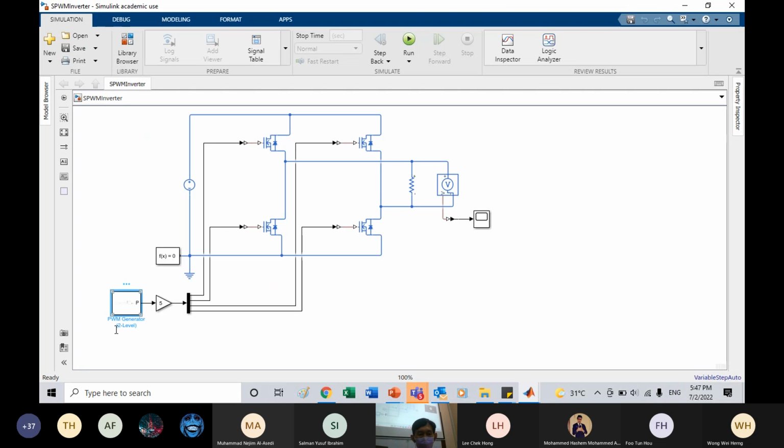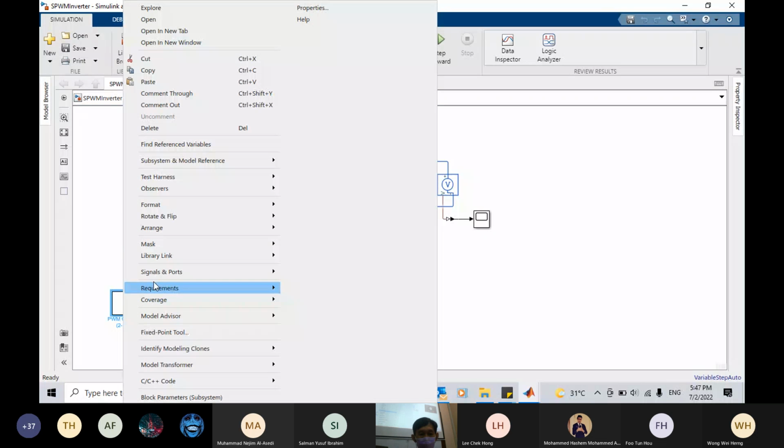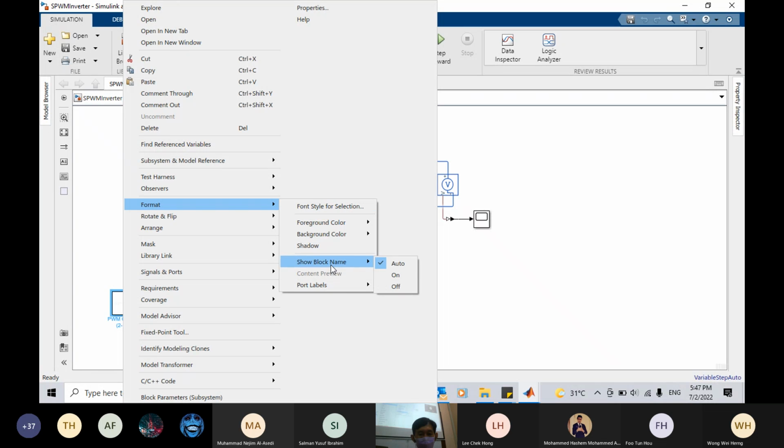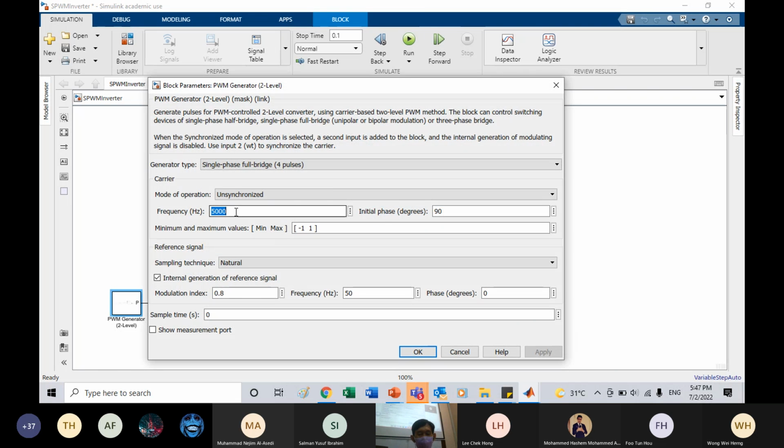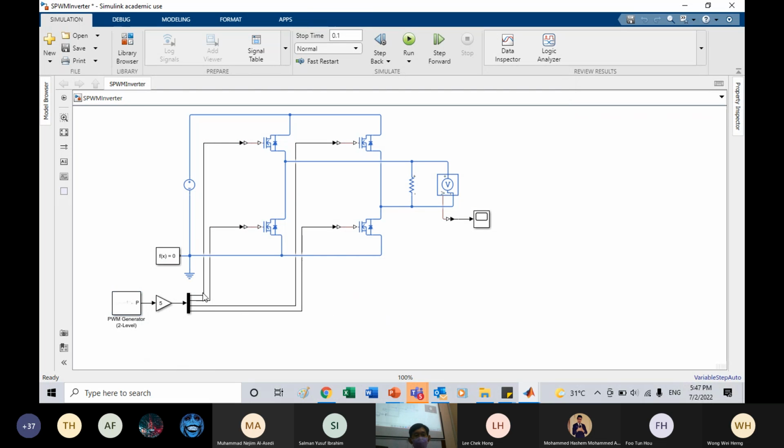So you need to choose the PWM generator 2 level. I think I need to just make it visible. The 2 level, and of course here, now it's 5,000. Maybe we start with 500 first. We already know that they'll produce SPWM, right? So we will run this. Let's say I run it for 1 cycle, 0.02.